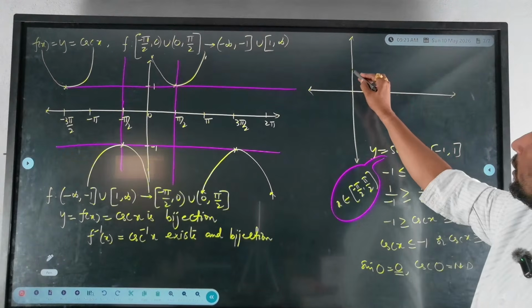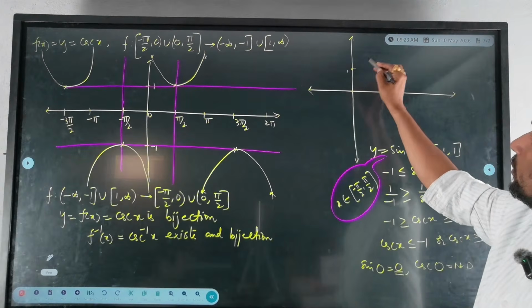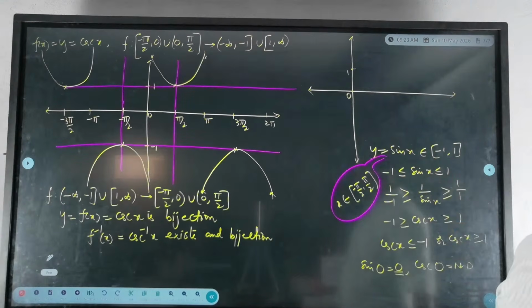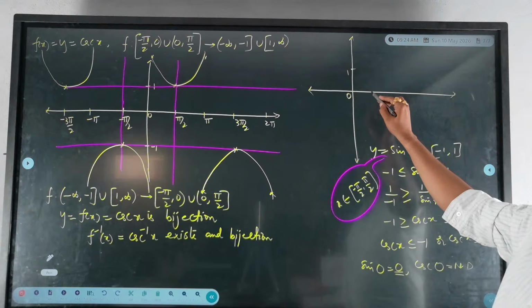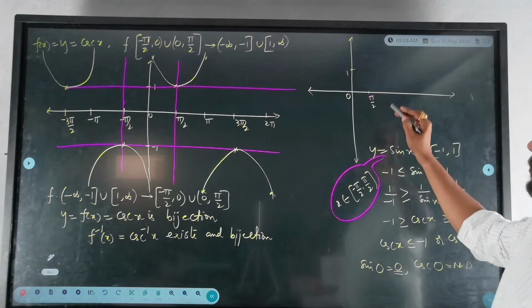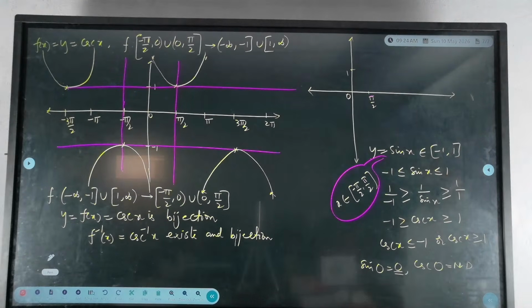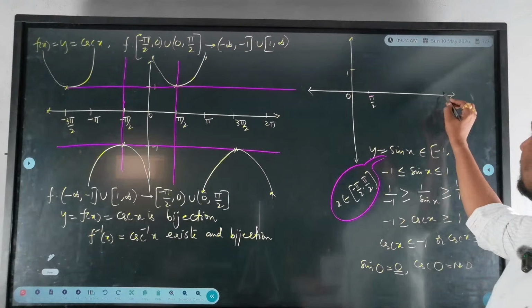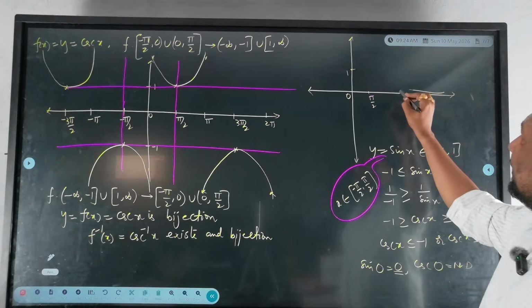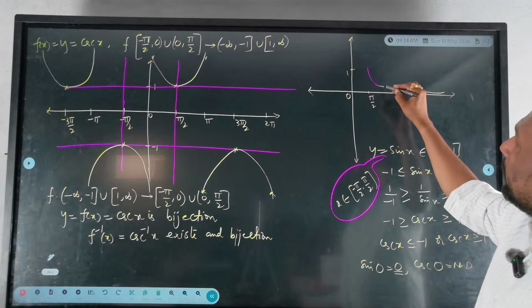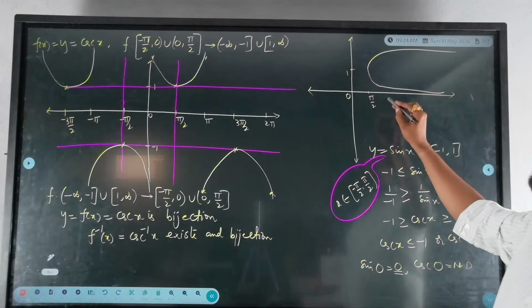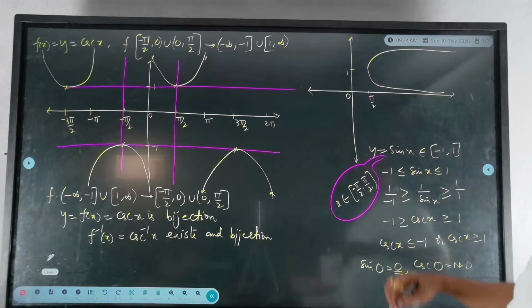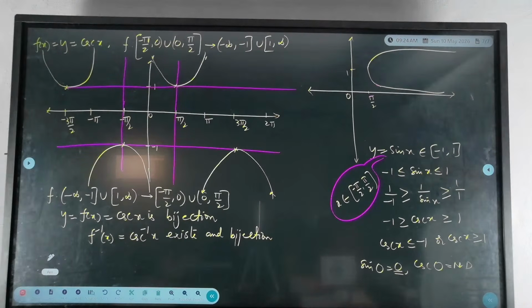So here it is 1, 0, pi by 2. For 0 it is undefined. For 1 it is 1. For pi it is not defined. For pi it is not defined, right? So for 90 it is 1.